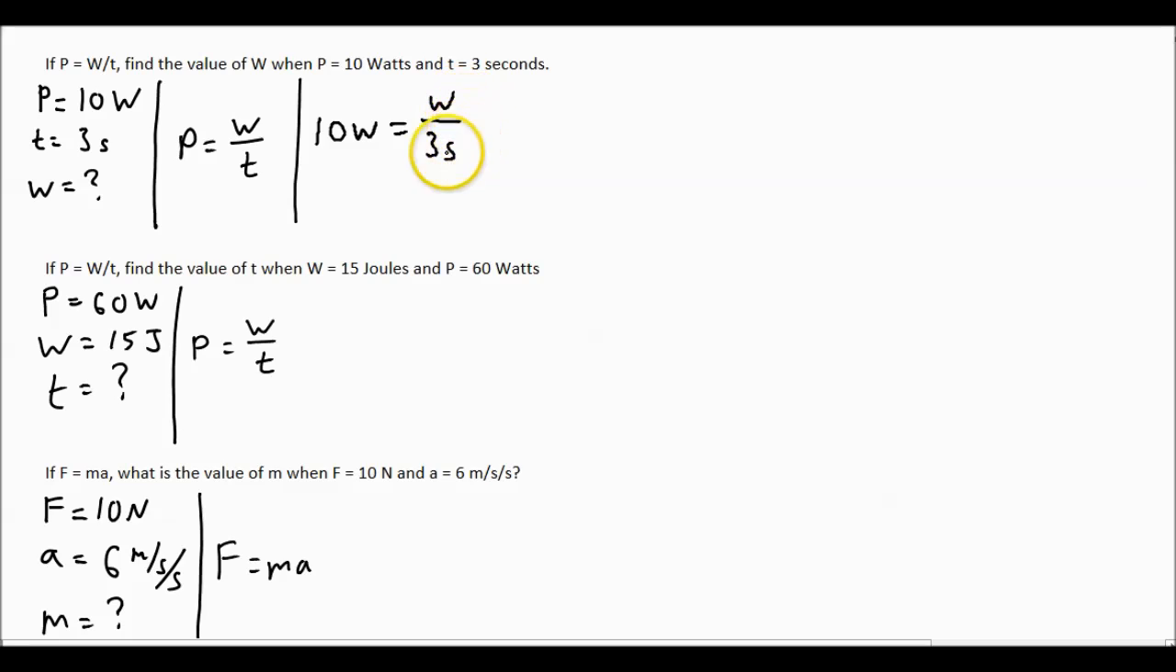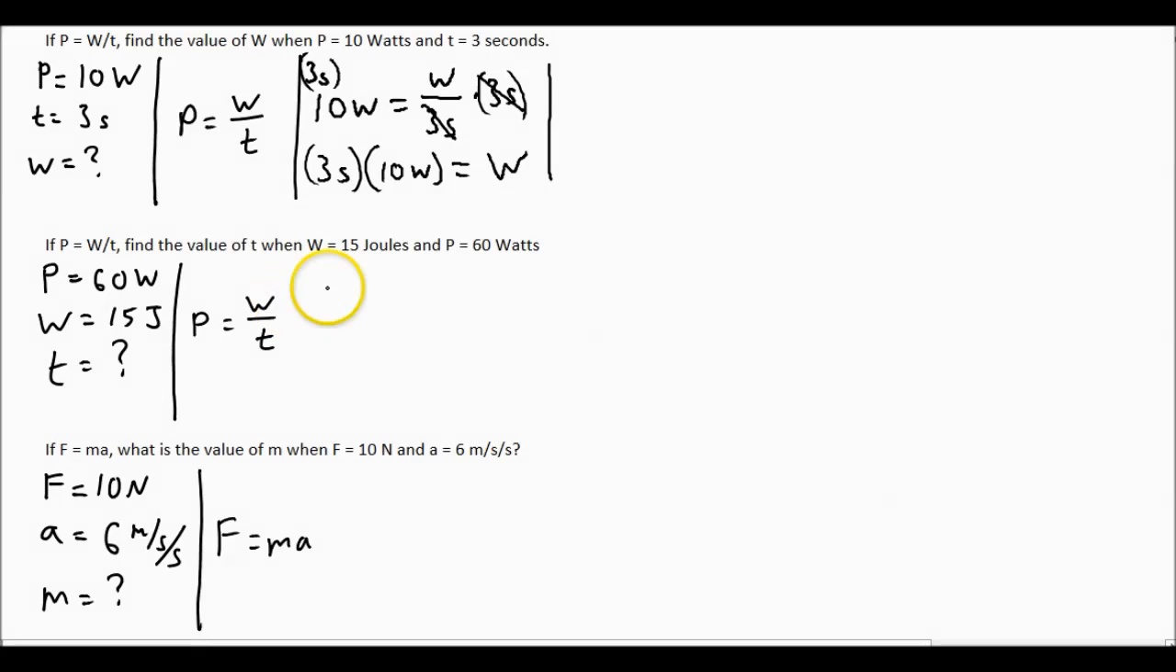To do that, we have to realize that we have 3 seconds in the denominator and work is in the numerator. So in order to get work by itself, we have to multiply both sides of the equation times 3 seconds. Let's put parentheses around that. What this does is 3 seconds divided by 3 seconds cancels out, and we'll have work by itself. So to solve this, it'll end up being 3 seconds multiplied by 10 watts is equal to work. And now we can go on to our final step.